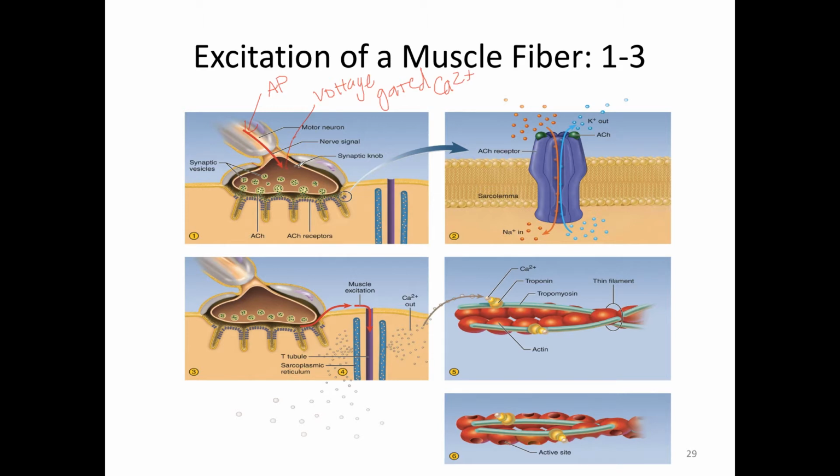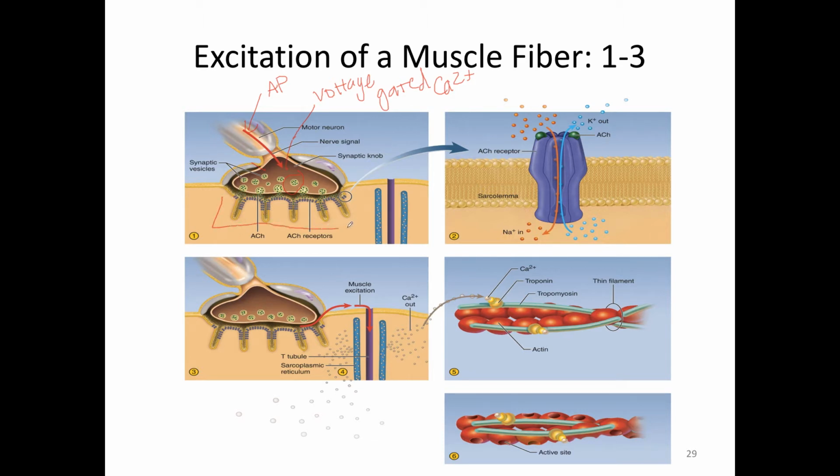in this area, and the influx of calcium into the synaptic knob results in exocytosis of synaptic vesicles that are full of acetylcholine. So acetylcholine in this case is the neurotransmitter that is going to diffuse across the synaptic cleft and bind to the numerous acetylcholine receptors on the junctional folds in the motor end plate.